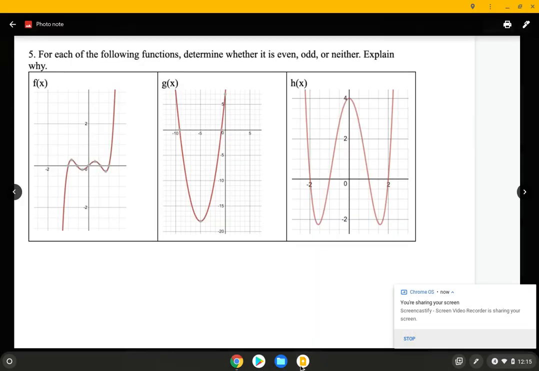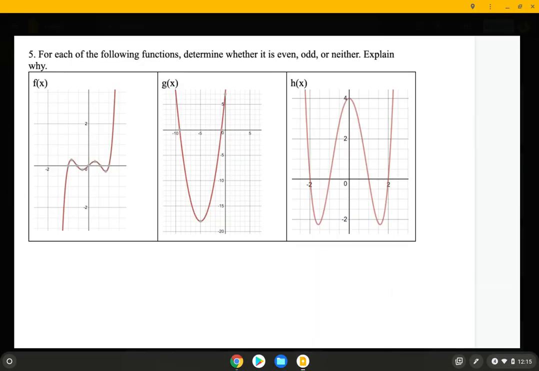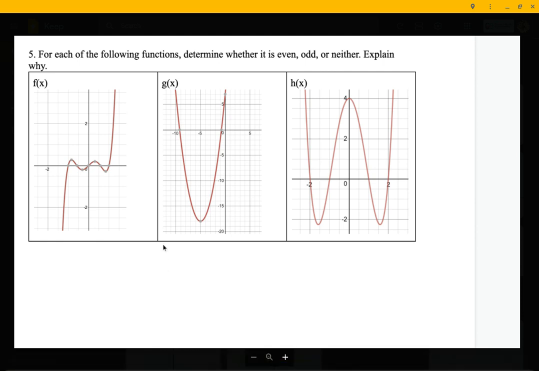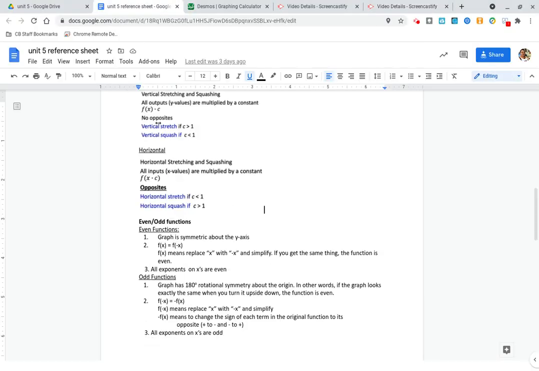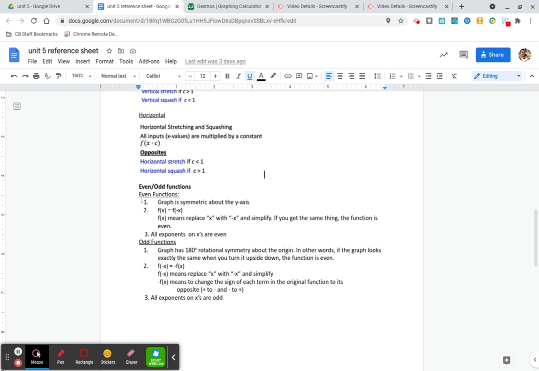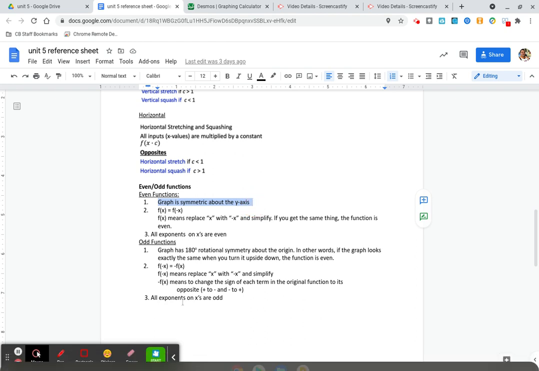All right, number 5. For each of the following functions, determine whether it is even, odd, or neither. Explain why. Notice for each of these, we're given a graph. So if I go back and look at my reference sheets for even and odd functions, for an even function, notice it says the graph is symmetric about the y-axis.